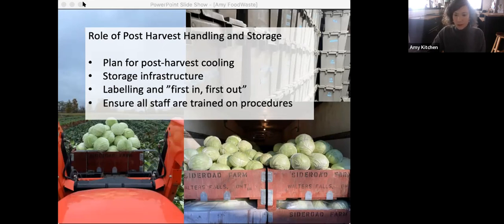And lastly, on this slide, we've adopted a fairly simple but effective first in, first out policy for anything that's going into our cooler. Our staff are trained on this and they manage it really well. All the bins are labeled with the date of harvest and what's in the bin, so when we're in our cooler, we easily know what needs to come out first to pack our orders.